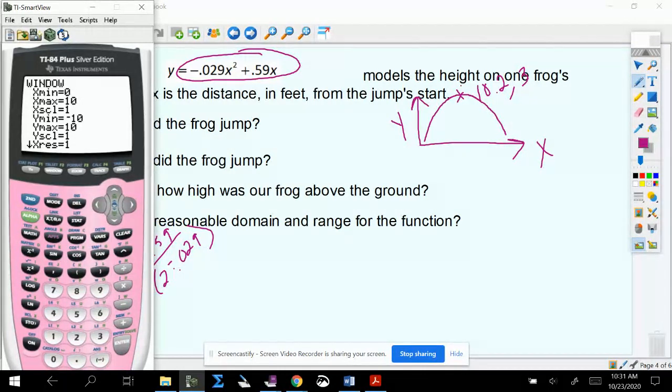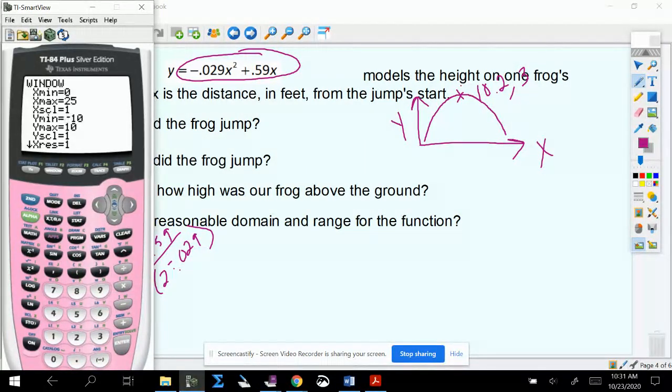My maximum x, well, I know the vertex happens at 10.2, which means that's only halfway into the jump. I need to go another just over 10 feet. So I'm going to make my maximum go over 20 because I know that's when it should hit the ground. So I'm going to go like 25. It's probably more than I need, but better to be safe.